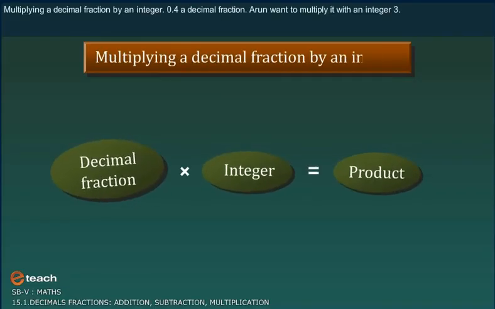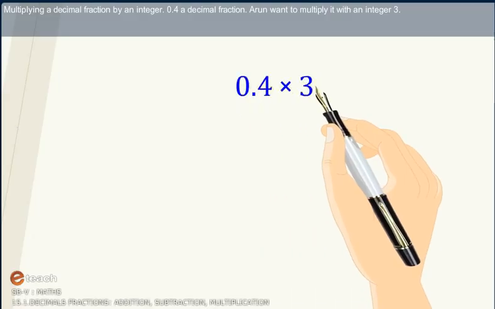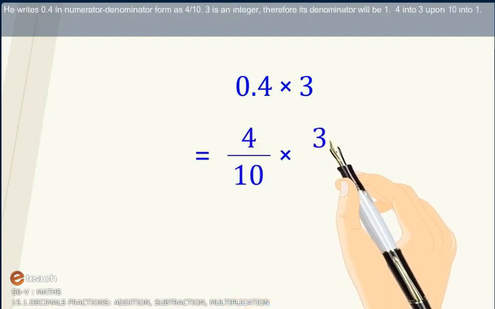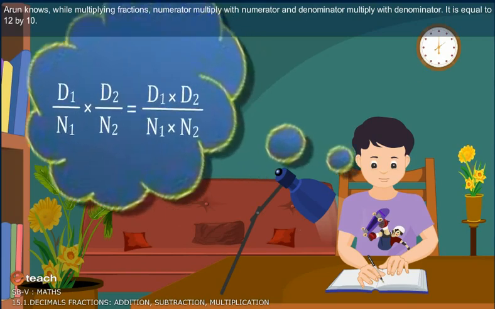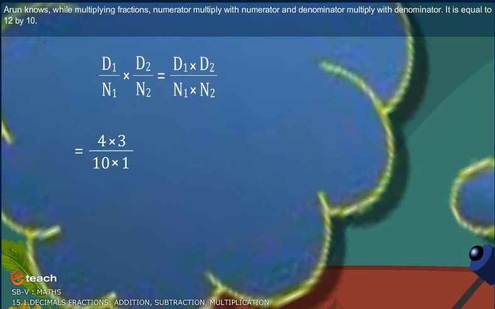Multiplying a decimal fraction by an integer. 0.4 is a decimal fraction. Arun wants to multiply it with an integer 3. He writes 0.4 in numerator, denominator form as 4 by 10. 3 is an integer. Therefore, its denominator will be 1. 4 into 3 upon 10 into 1. Arun knows that while multiplying fractions, numerator multiplies with numerator and denominator multiplies with denominator. It is equal to 12 by 10.